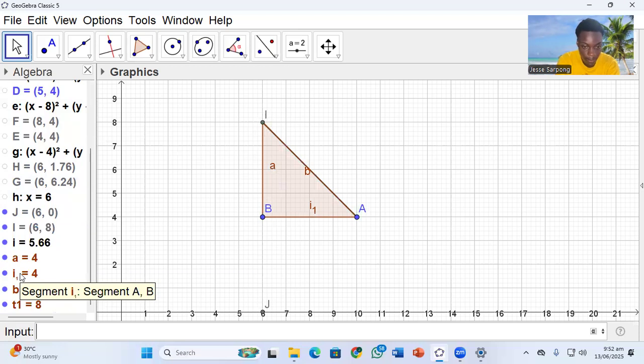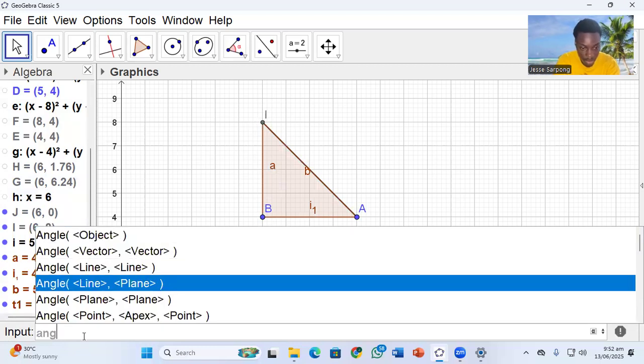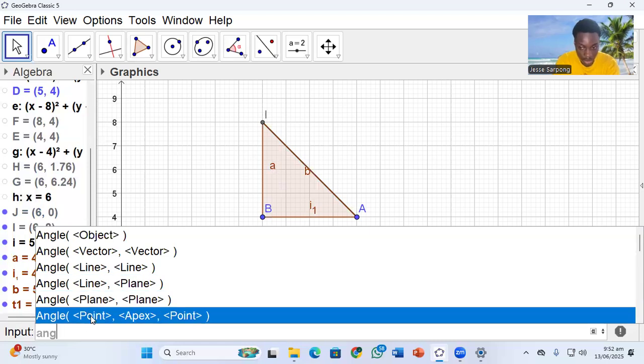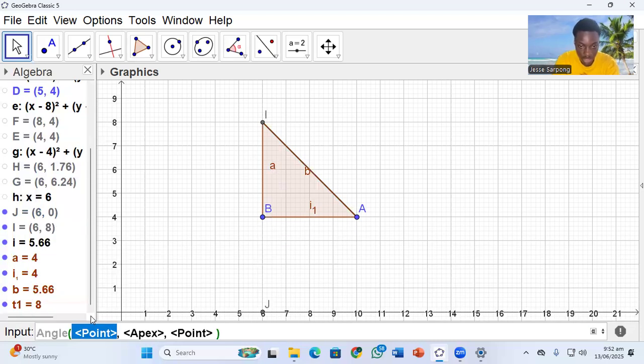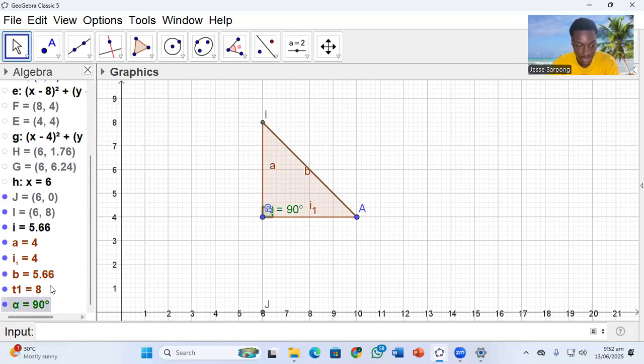Sorry. So I'll measure all the angles in the triangle, doing them one by one. The first angle is B. The first angle I want to measure is A, B, I, which you can see to be 90 degrees.